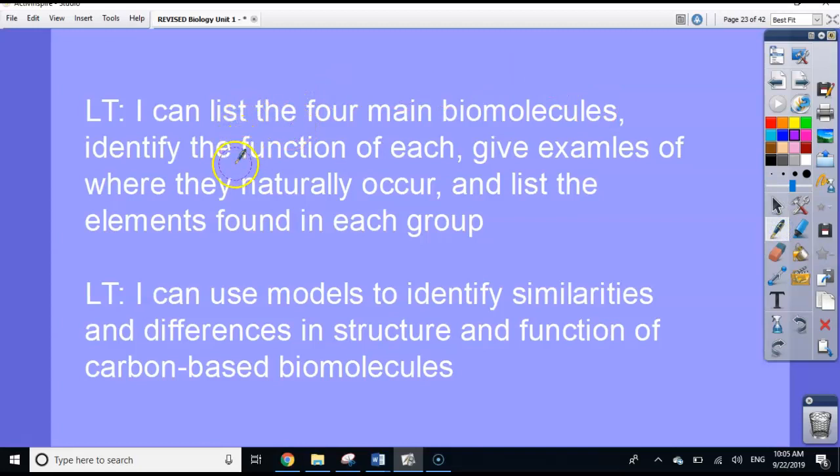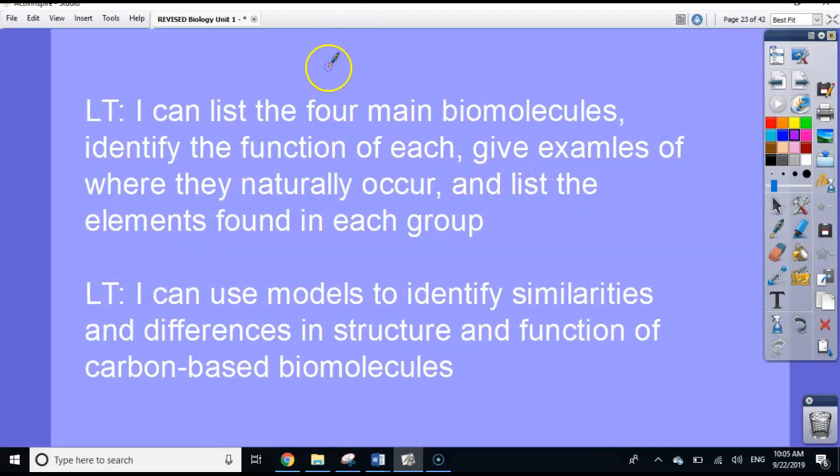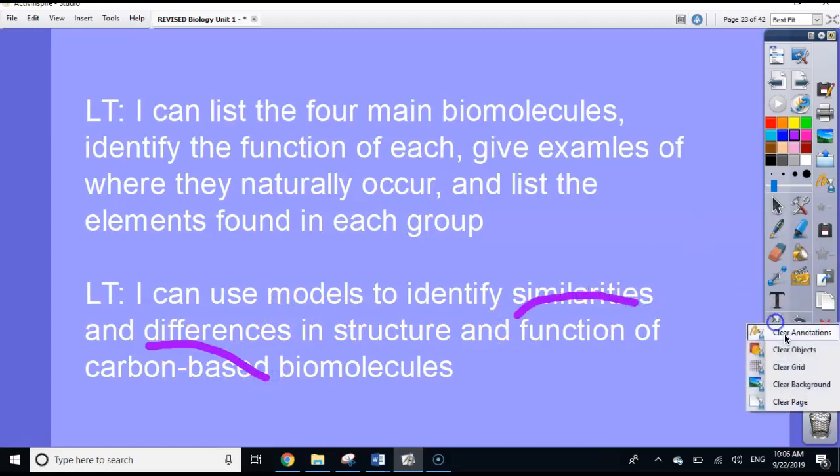We're going to break it down though. Basically, carbohydrates, proteins, lipids, and DNA, you need to know the function, you need to know examples, and you need to know elements, okay? So those are the things you need to know for the test, which will be next week, okay? And then you also need to be able to identify similarities and differences. Apparently, I cannot draw today.